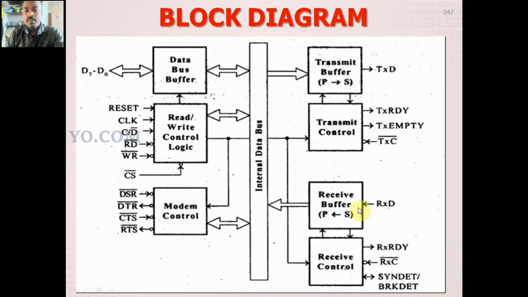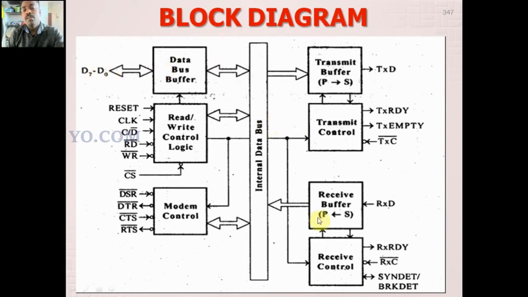Then this is RxD, the receiver data. It receives data by using the receiver buffer. This receiver buffer converts serial data into parallel. Actually data is received in serial form, but the microprocessor can understand only parallel data. So the received serial data is converted into parallel data. Then the parallel data is given to the data bus buffer through the internal data bus, and the data bus buffer gives the data to the microprocessor in parallel form.